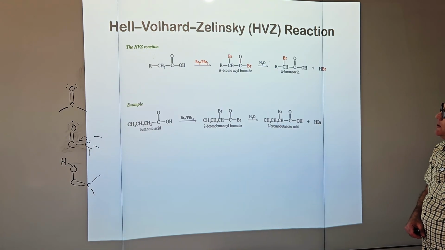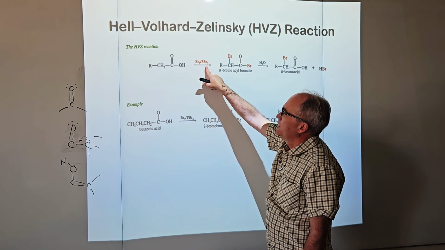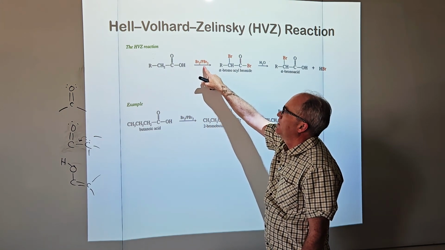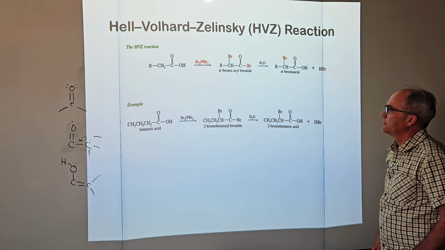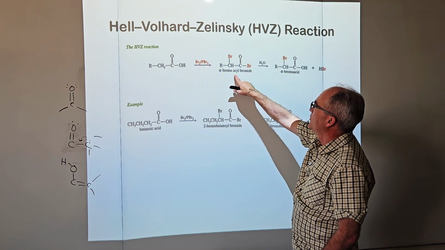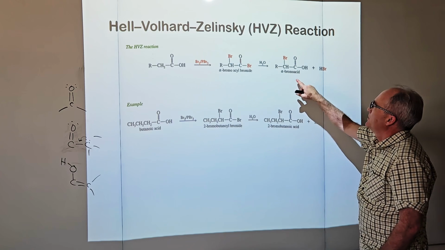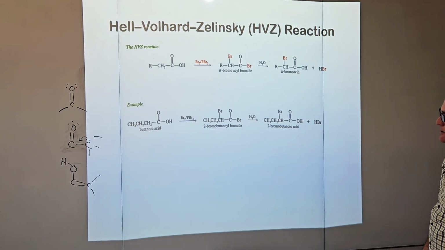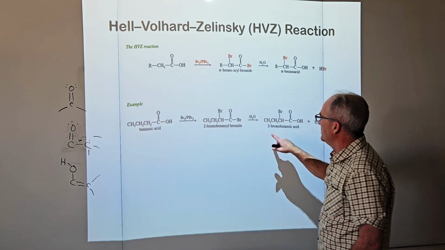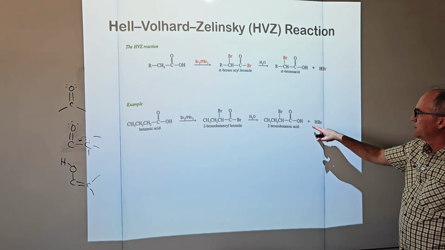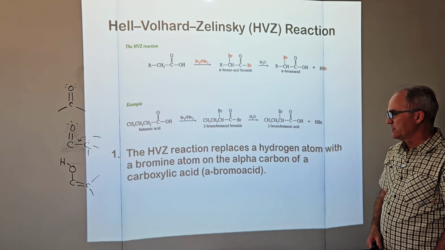Hell-Volhard-Zelinsky, that's a mouthful. HVZ reaction. Carboxylic acid halide. We might recognize this as a way to the phosphorus tribromide would turn alcohols into an alkyl halide. Here we get an alpha-bromoacyl bromide, and then hydrolysis of that bromide, we get to the alpha-bromo acid. So here, butanoic acid, we get a halide on the alpha carbon, and hydrolysis of the bromide replaces a hydrogen atom with a bromine atom on the alpha carbon of a carboxylic acid.